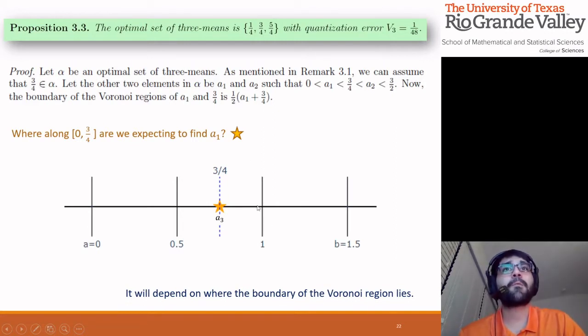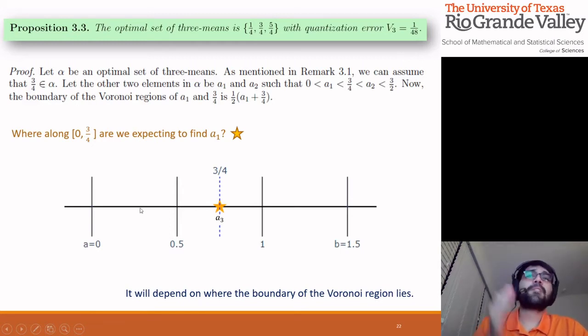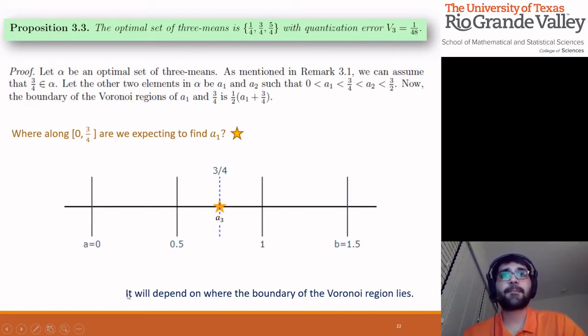By remark 3.1, we expect to have a quantizer at the point 3/4. And due to symmetry, we expect to see one quantizer here between 0 and 3/4 and another quantizer between 3/4 and 1.5. So where along 0, 3/4 are we expecting to find A1? If you think about it, if we find A1, because again, due to symmetry, we can calculate A2. Okay, so we are trying to find A1. If we find A1, we're done. We can find A2, and we have our three locations for our quantizers. So where are we expecting to find A1?